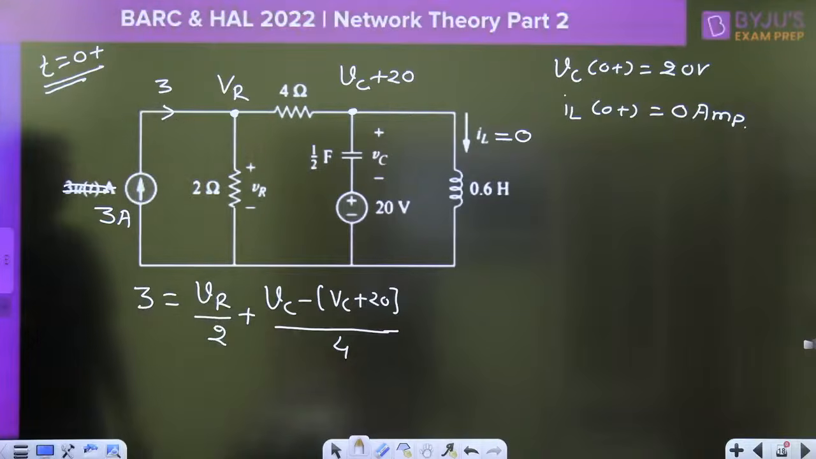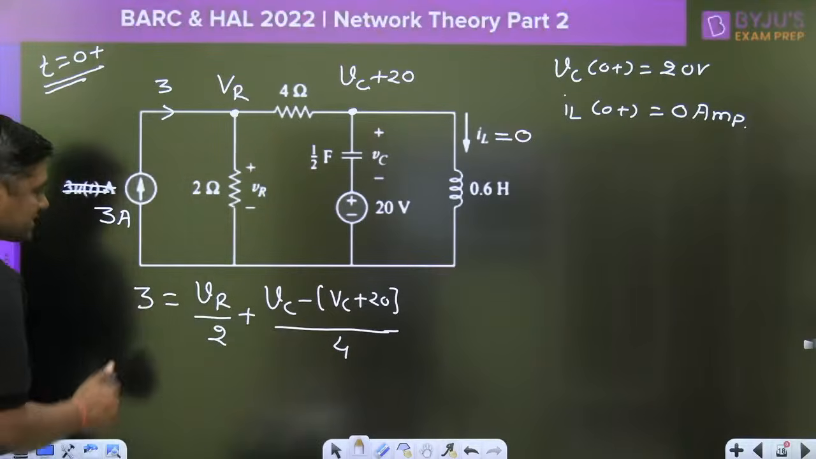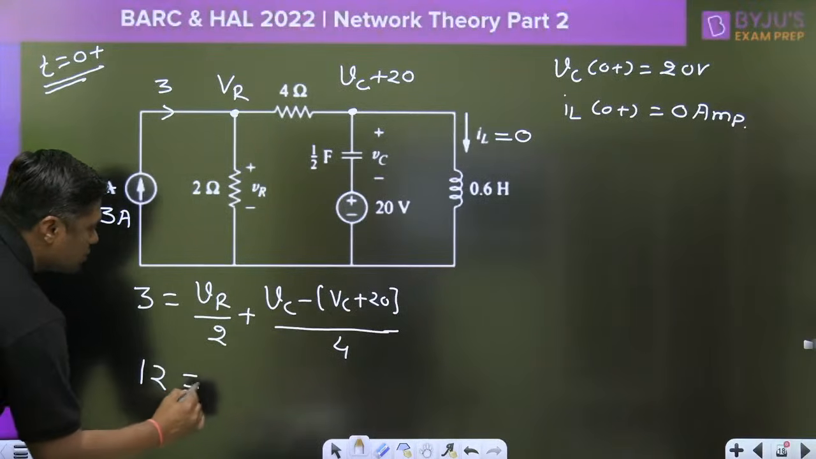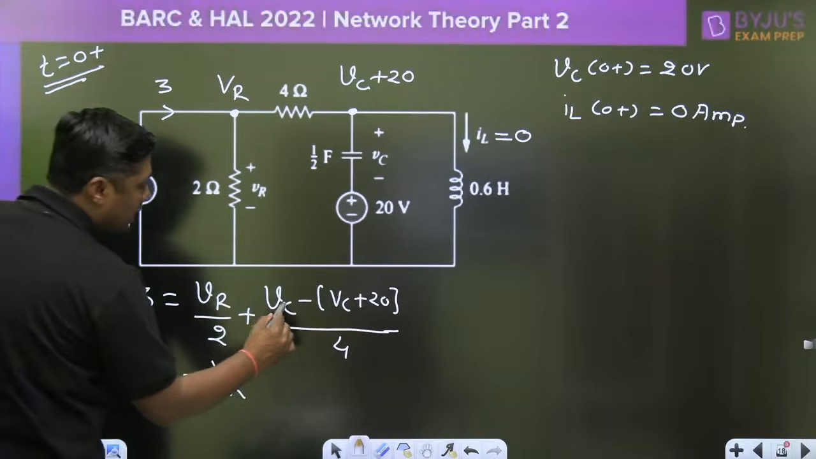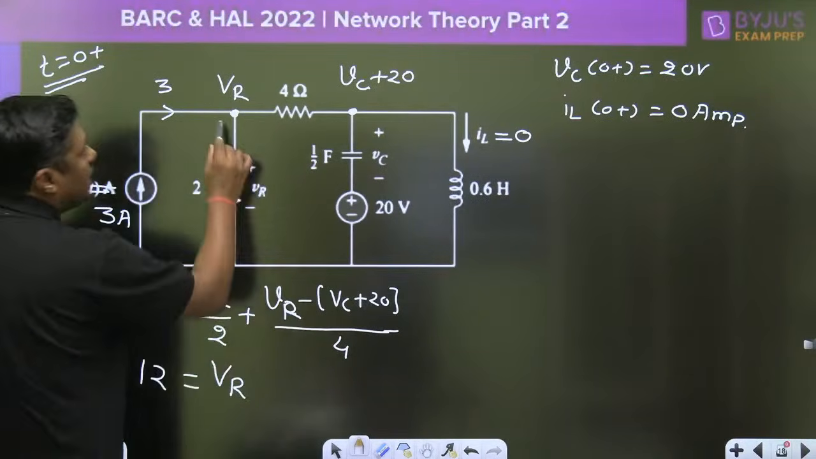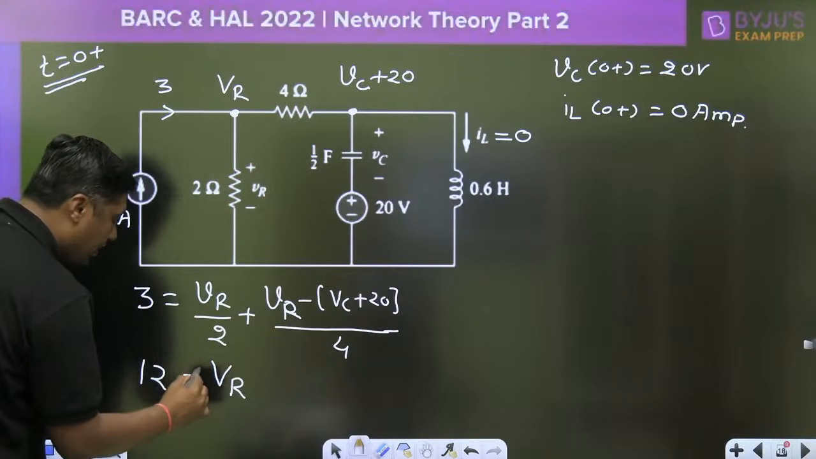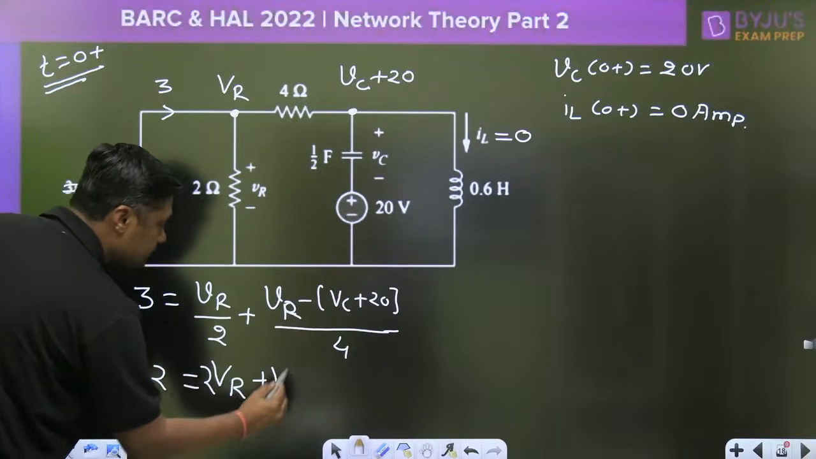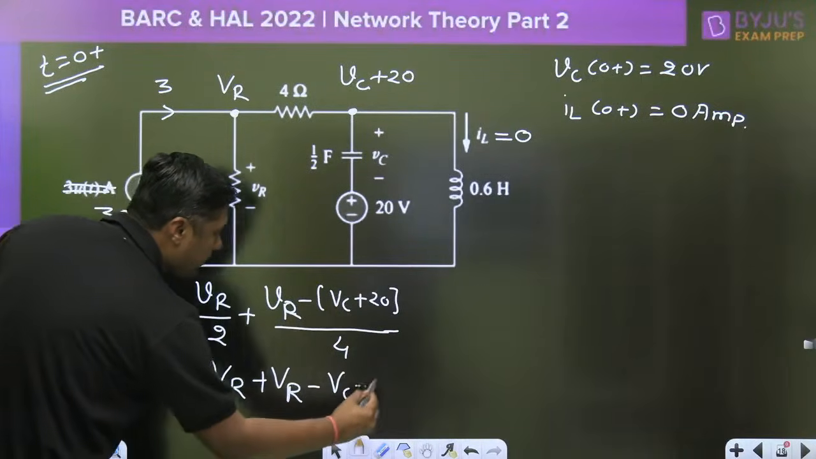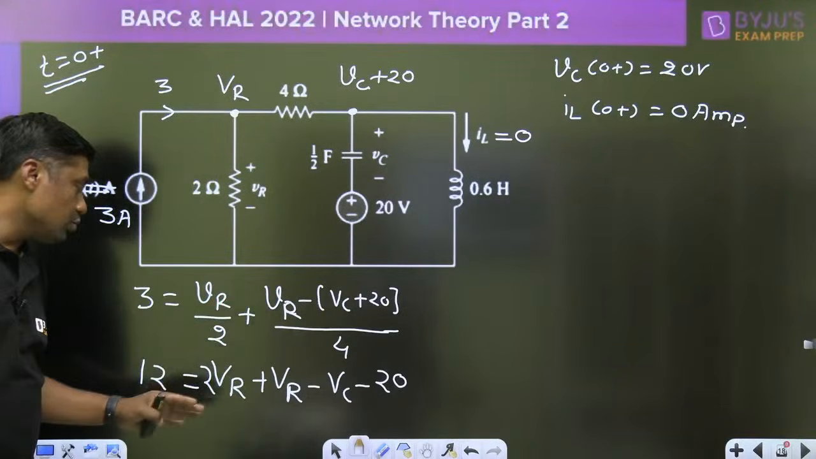Divided by 4. Right, that is the value. From this you can take the LCM 4. It will become 12 is equal to VR. Sorry, this is the VR. VR minus Vc by 20. So this is the VR, and this will become 2 VR, because I am taking the 4 as an LCM, plus VR minus Vc minus 20.